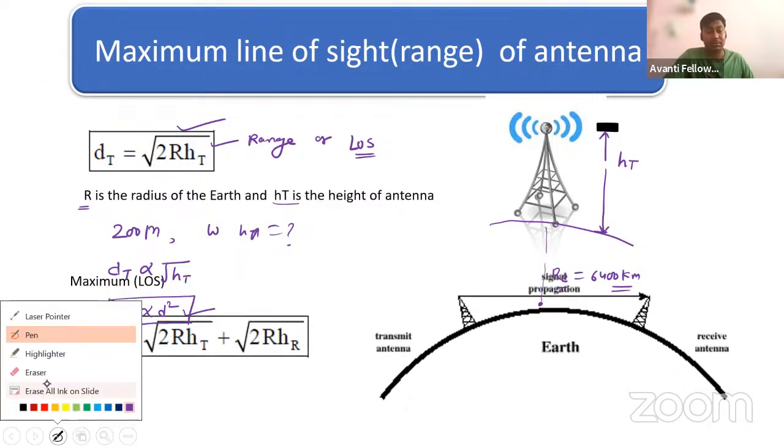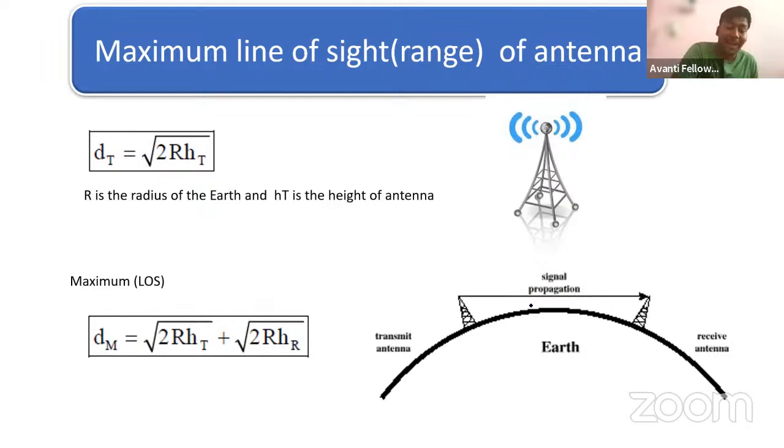Now the maximum distance between the antenna and the receiver. Okay, between the two antennas, we can say the first will be the transmitter and the second will be the receiver. The distance will be in between this transmitter and this receiver. The range will be, I can say, this will be the transmitter range and this will be the receiver range. In that case, what will be the maximum distance?